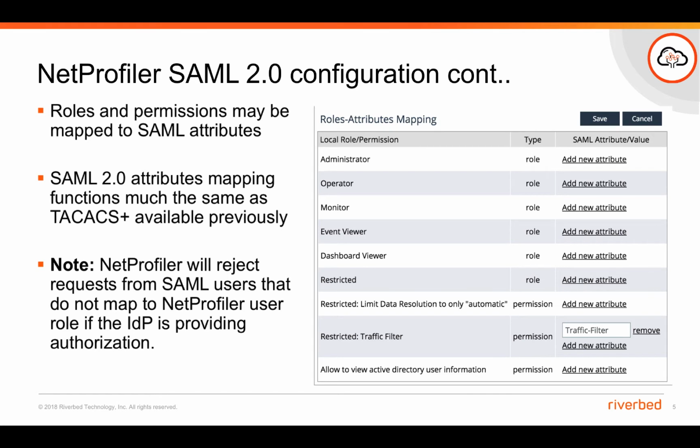One part of the SAML configuration is to configure the parameters to interact with the IDP, and the second part is to do user role mapping to the NetProfiler. The role mapping is similar as of now to what we do in the TACACS Plus, so we do the exact same thing for SAML 2.0 authentication. One thing to note is the NetProfiler will reject the request from a SAML user that did not map to a role that's defined onto the NetProfiler if the IDP is the one who's doing the authorization.